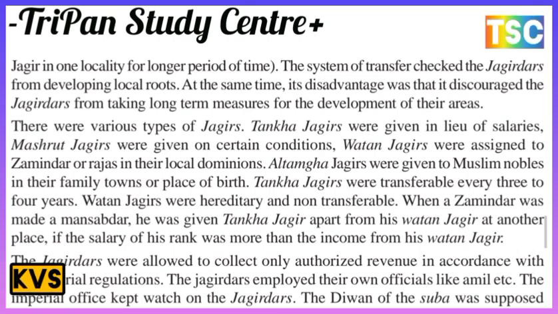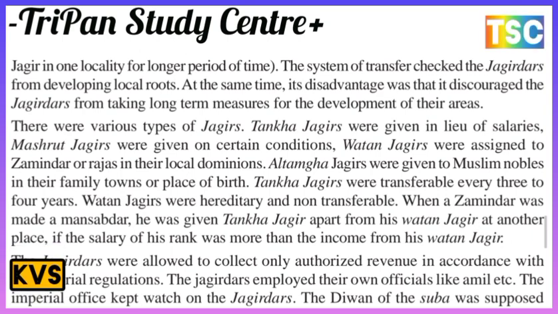There were various types of Jagir. Tankha Jagir was given in lieu of salaries. Mashrut Jagir was given on certain conditions. The Watan Jagirs were assigned to Zamindars and Rajas with local dominance. The Altamgha Jagir was given to Muslim nobles in the family town or place of birth. The Tankha Jagir was transferable every three to four years. Watan Jagir was hereditary and non-transferable.